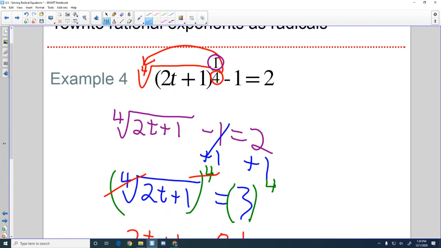And does it work if you plug it back into the original problem? Sure. Yep. 2 times 40 is 80, plus 1 is 81, and the fourth root of 81 is 3. 3 minus 1 equals 2. All checks out.